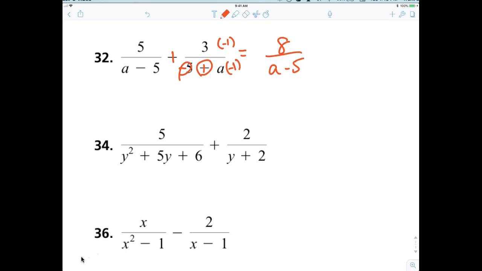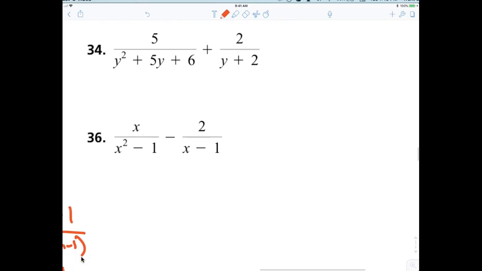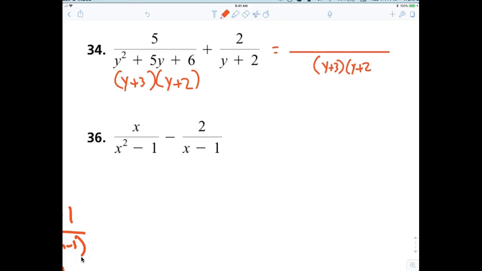Okay. So now, for question 34, you're going to factor that, and that just becomes what? y plus 3, y plus 2. Is everybody with me on this? All right, so now what am I trying to tell you? I'm trying to tell you now that I have one fraction, and the common denominator is y plus 3 and y plus 2.